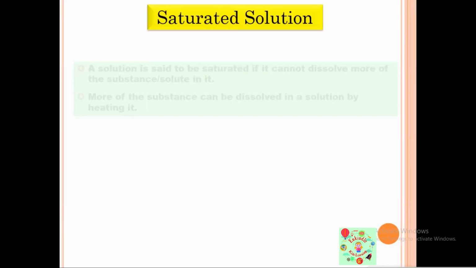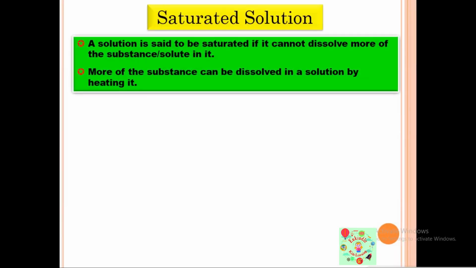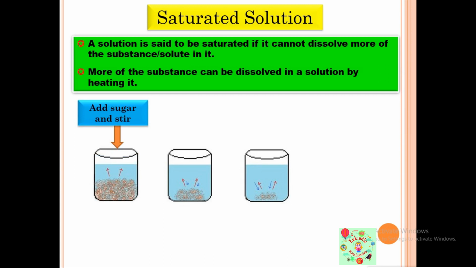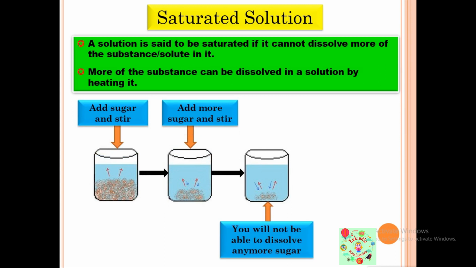So now we know what is a saturated solution. A solution is said to be saturated if it cannot dissolve more of the substance or solute in it. But we can dissolve more of the substance by heating the solution. We already saw by taking water and adding sugar and stirring, at one point we won't be able to dissolve any more sugar, and that solution is called a saturated solution.